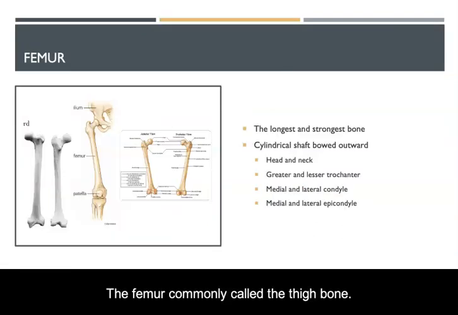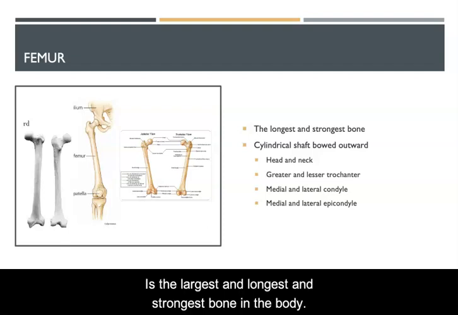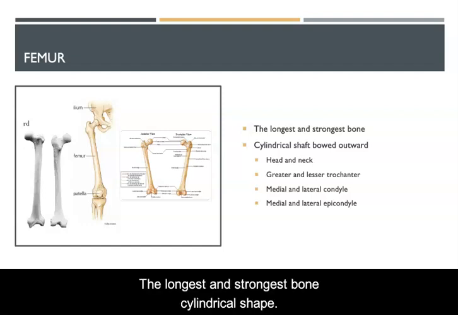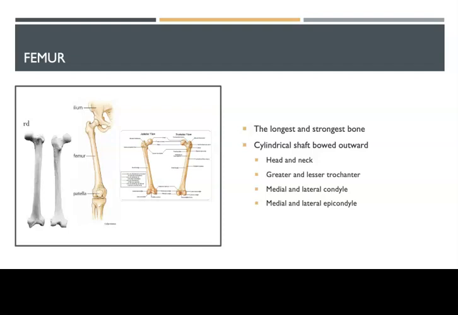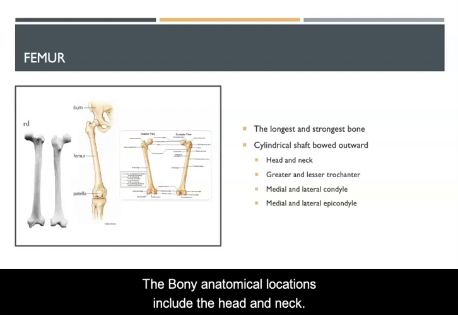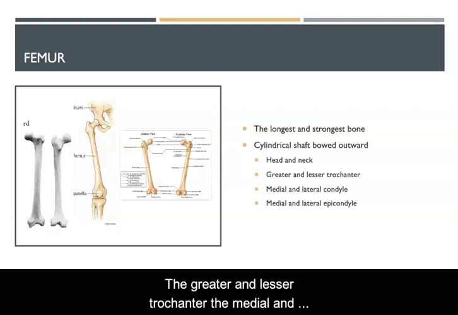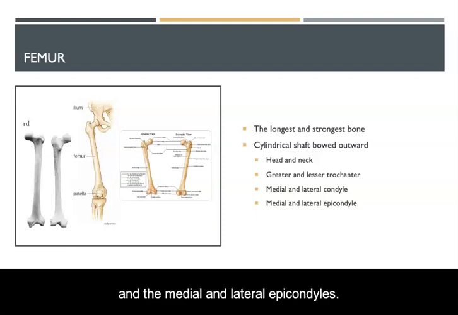The femur, commonly called the thigh bone, is the largest, longest, and strongest bone in the body. The round knobs at the end of the bone are called condyles. It has a cylindrical shaft, bowed outward. The bony anatomical locations include the head and neck. The neck is the weakest part of the femur. Others are the greater and lesser trochanters, the medial and lateral condyles, and the medial and lateral epicondyles.